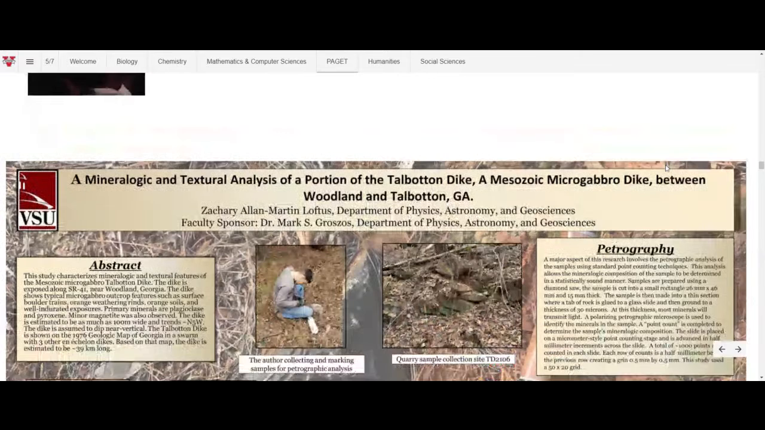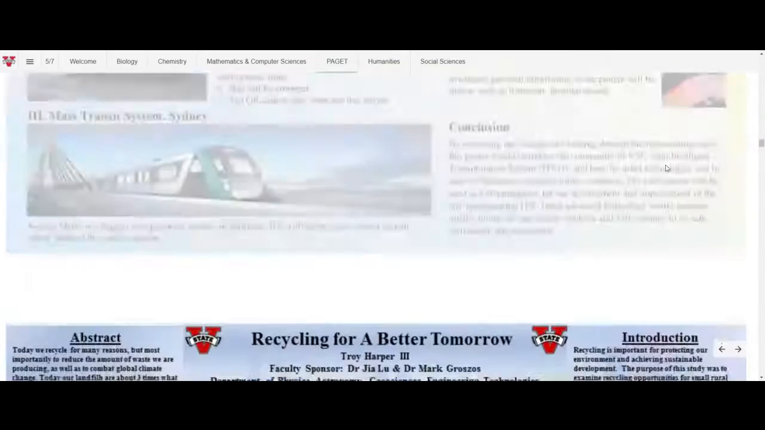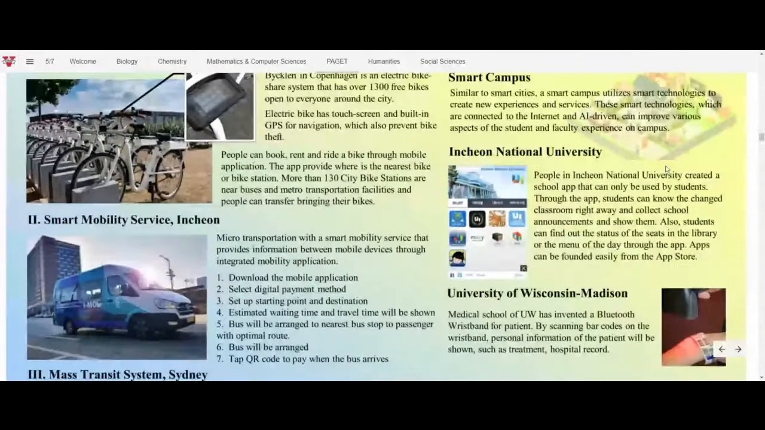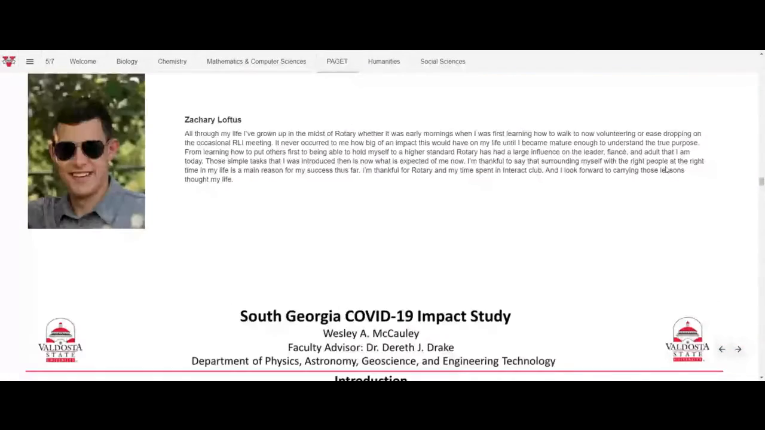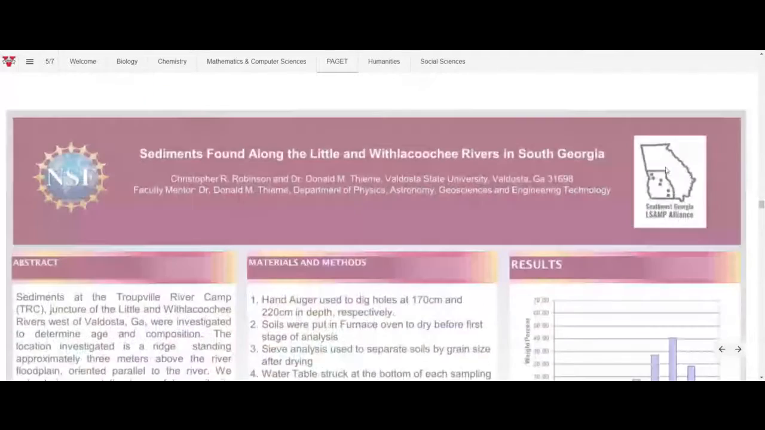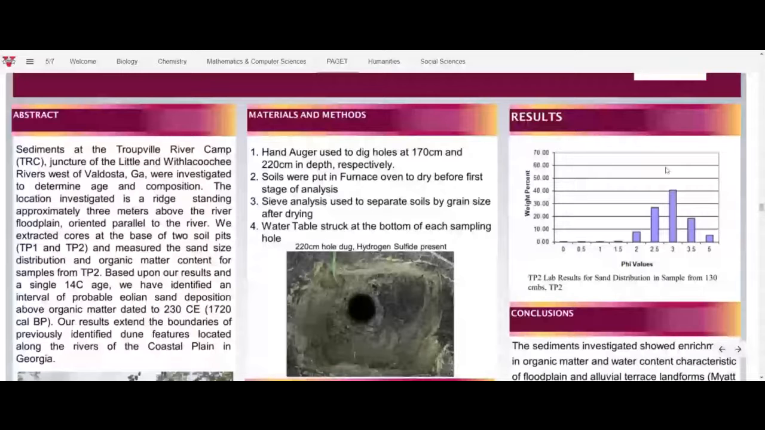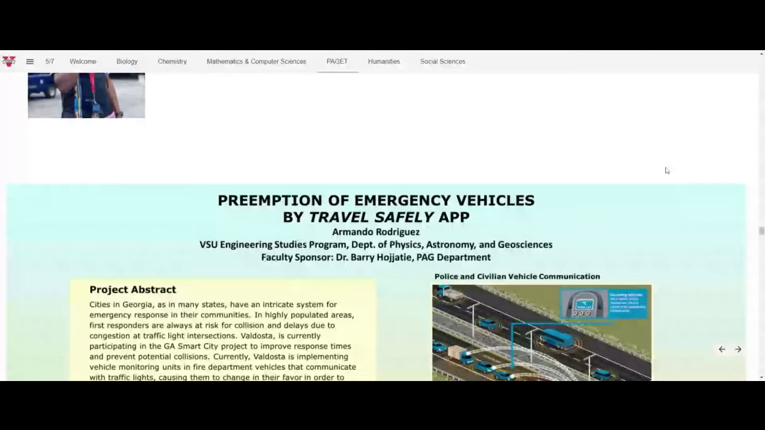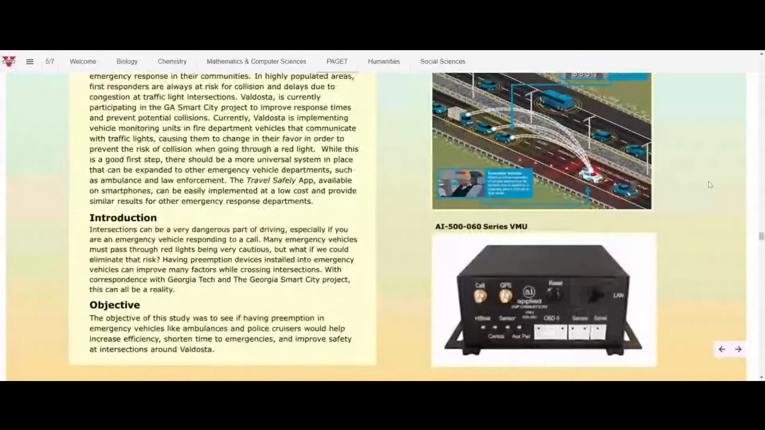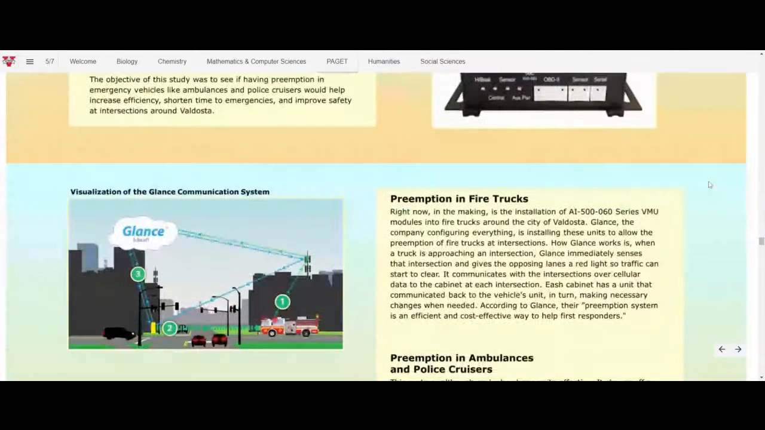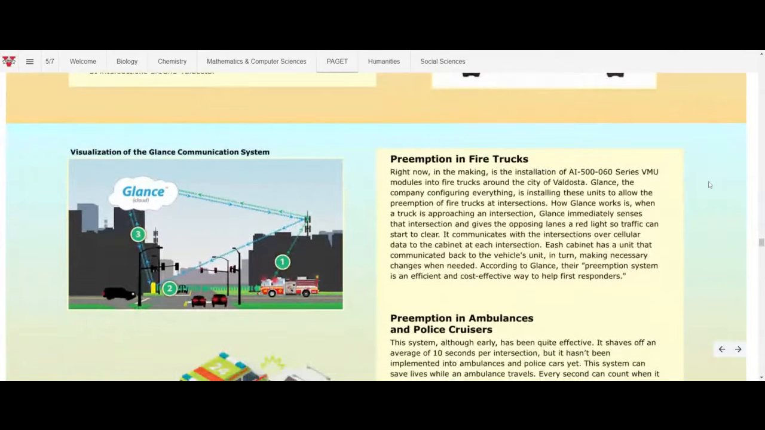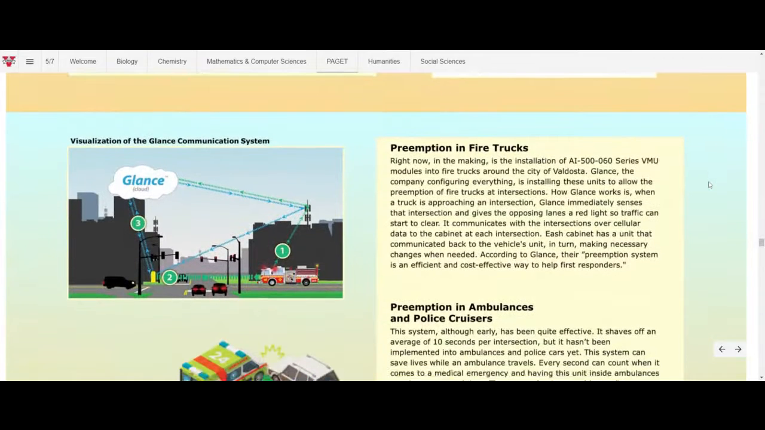No, I don't mind at all. So basically my whole project was all about using preemption units in emergency vehicles around Valdosta to improve response times. Currently, Valdosta is already implementing these preemption units in their fire trucks, but my focus was to expand this project to install these preemption units into other emergency vehicles such as ambulances and police cruisers.